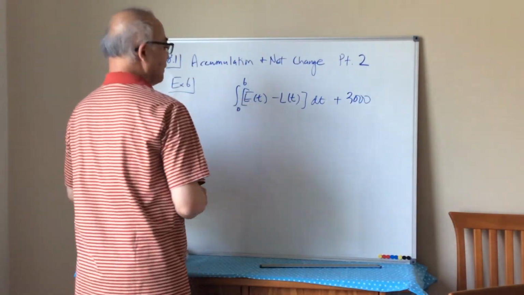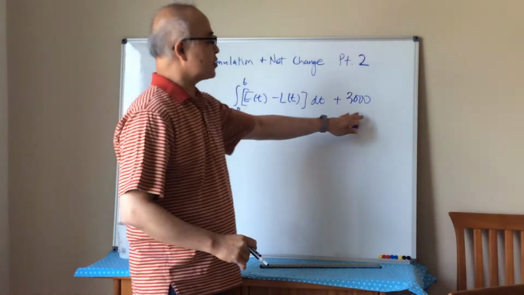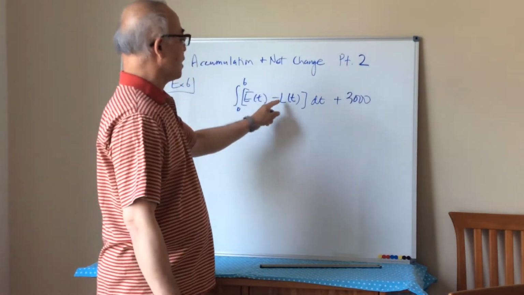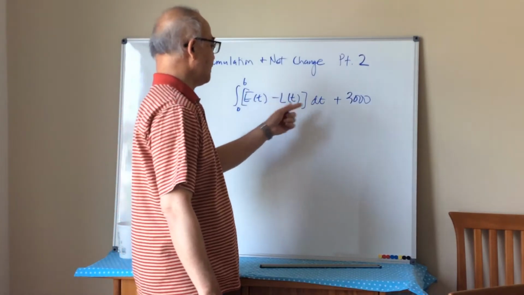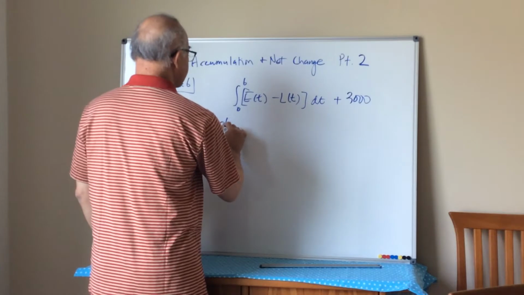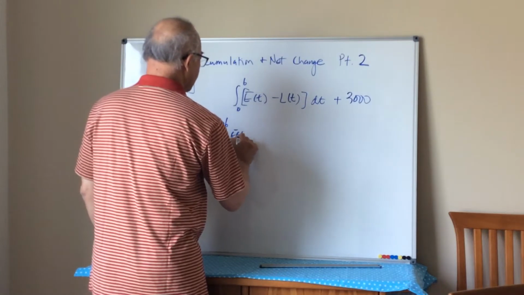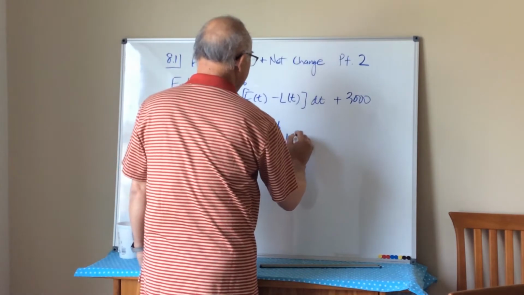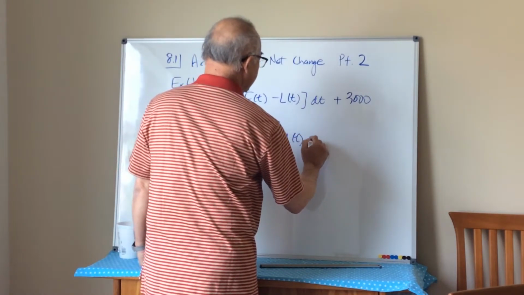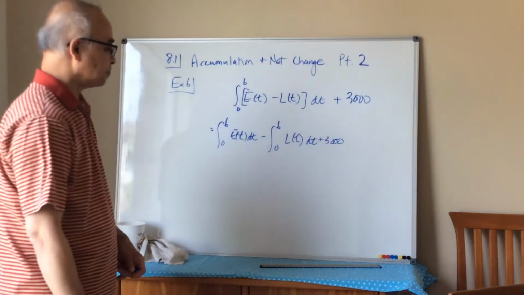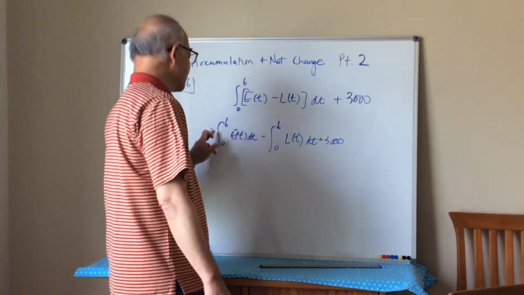This is what we're trying to find, because this is what we initially started with. This is the amount of people that entered. This is the amount of people that left, right? So here we go. We're going to do the integral from 0 to 6 of E of t dt minus the integral from 0 to 6 of L of t dt plus 3,000. So let's do this guy here first.